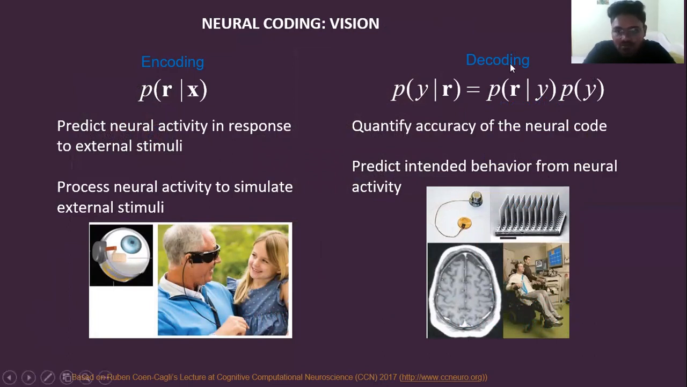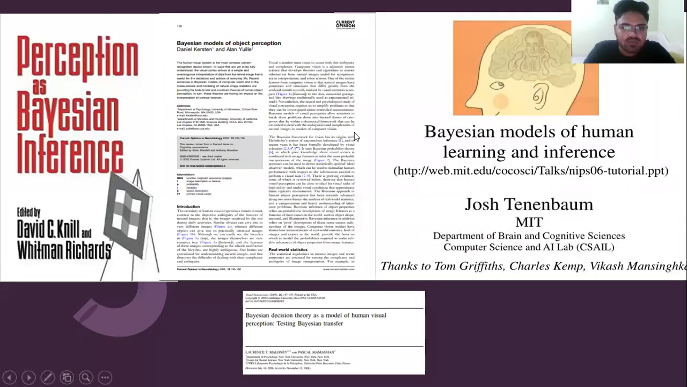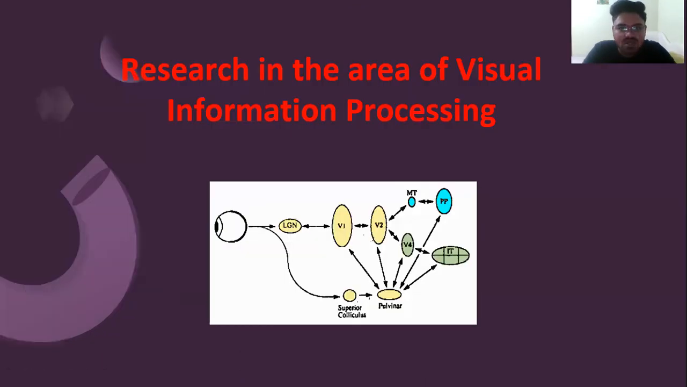And here comes the interesting mathematical part: the prior and the likelihood. We can decide or choose the right prior according to our requirement. There is lots of research associated with this particular concept, and this laboratory is working on a probabilistic model of visual segmentation. And there is lots of literature available related to perception as Bayesian inference.